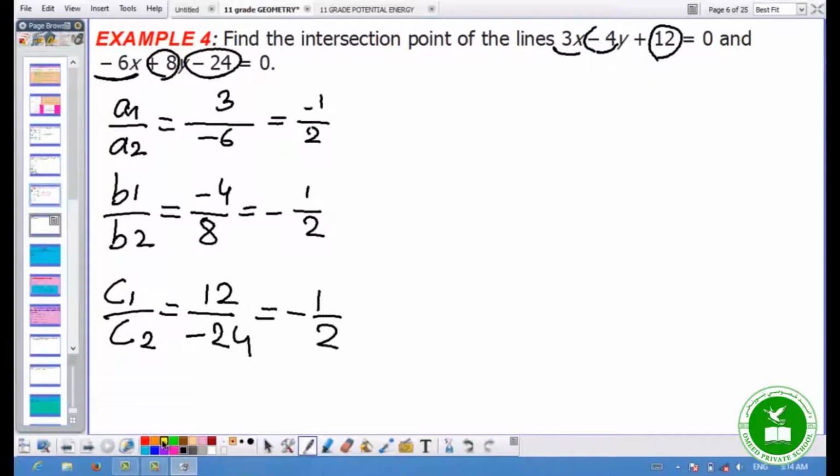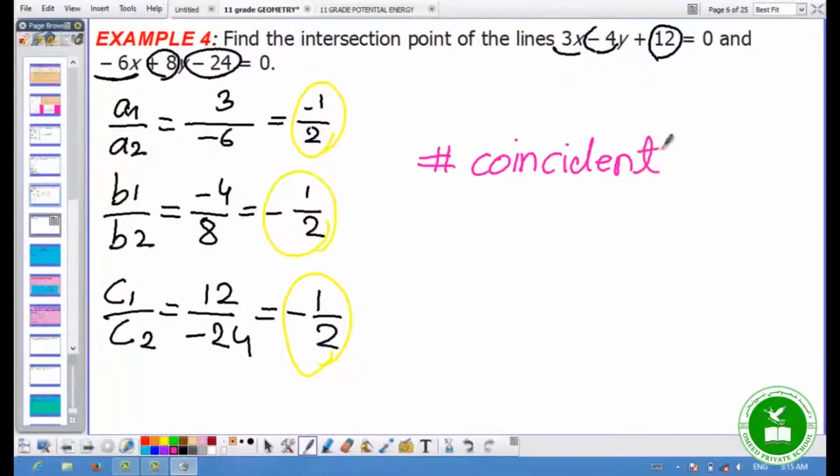You see, the results of all these ratios are equal. All of them are minus 1 over 2. It means that these two lines are coincident with each other. Coincident. So they have countless common points. An infinite number of common points, not a single intersection point. They have an infinite number of intersection points.